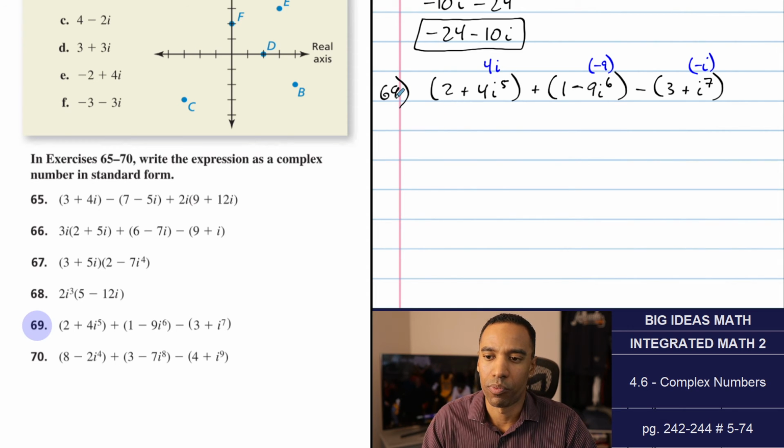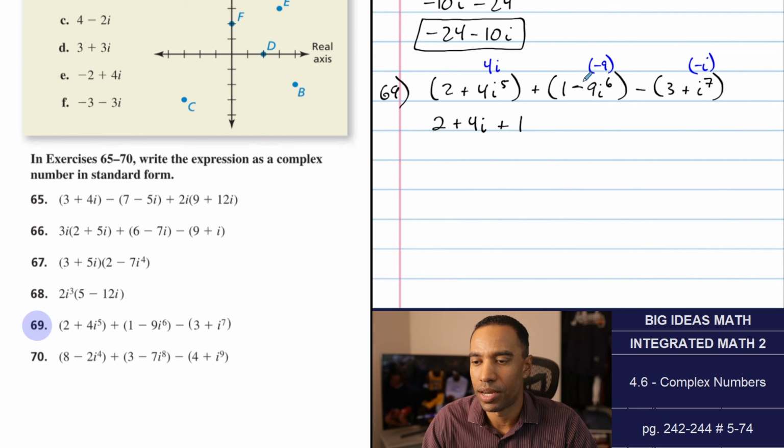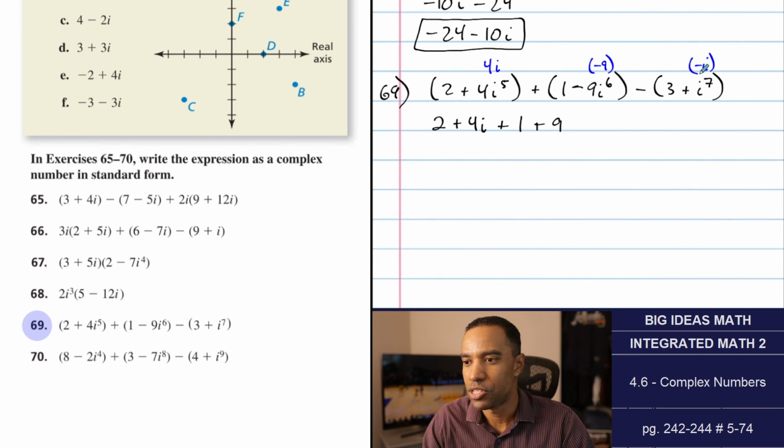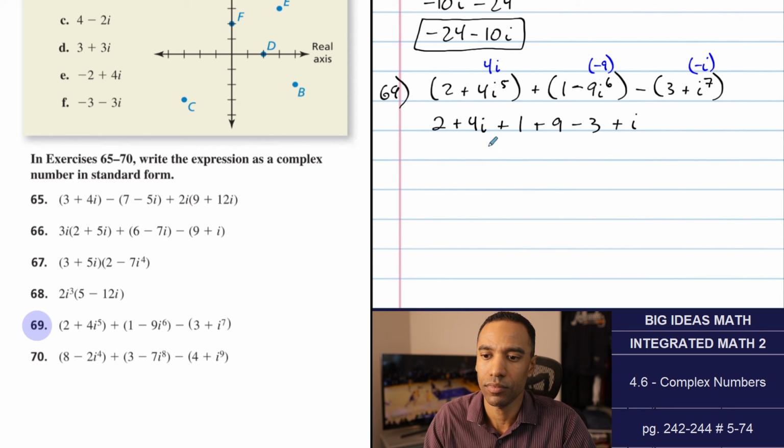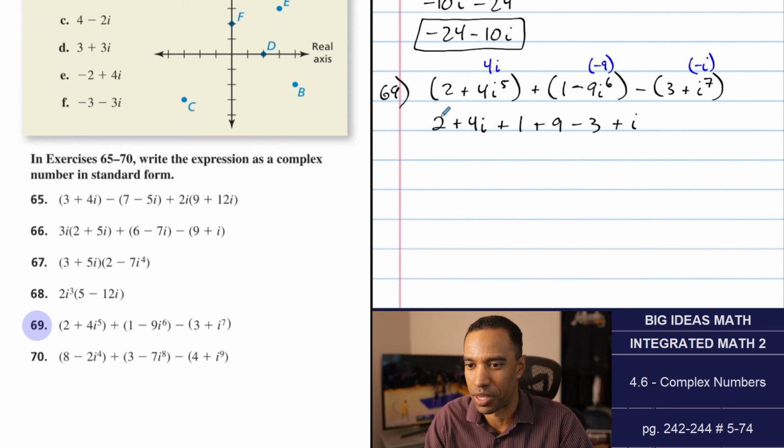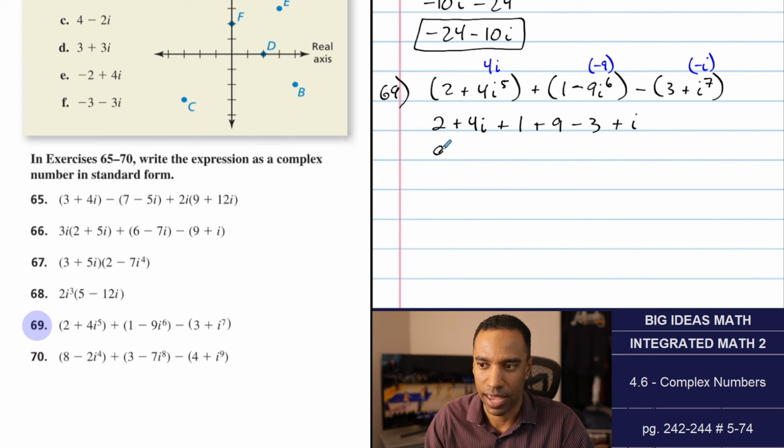So this will be rewritten, without parentheses, as 2 plus 4i plus 1. Now we're subtracting negative 9, so that'll be plus 9. And then this negative i, so it's negative 3, hold on, minus 3. And then we're going to subtract negative i, so plus i. I don't know, maybe it would have made more sense if I just wrote the other step. So 2 plus 1 is 3. 3 plus 9 is 12. 12 minus 3 is 9. So we get 9. And then 4i plus i is 5i. 9 plus 5i.